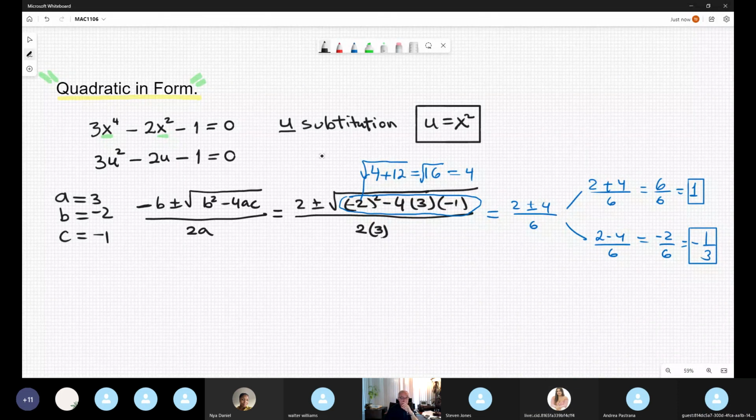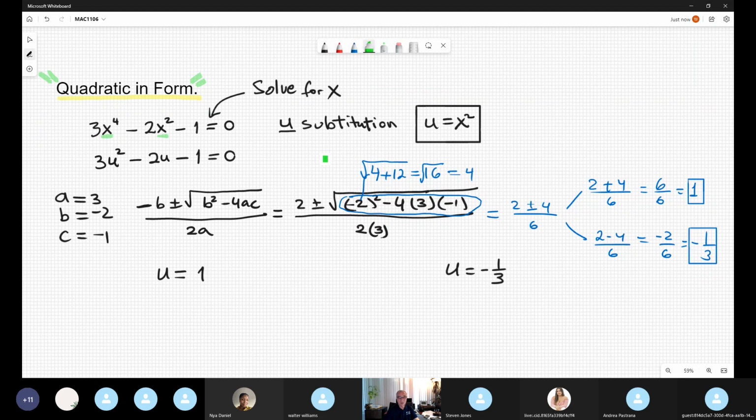Why not? Because remember, this is the u value. So u is equal to 1 and u is equal to -1/3. And remember, my problem contains the original variable x. So the equation says solve for x. I need to find the x value associated with this u value. But it's easy because I know very well that the connection between x and u is this formula I declared at the beginning. Therefore, I split the paper into parts. I put x squared equal to 1 and x squared equal to -1/3.